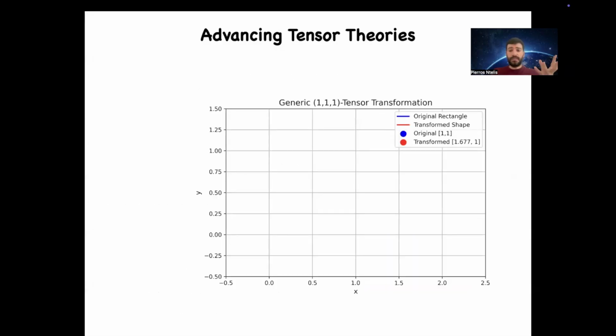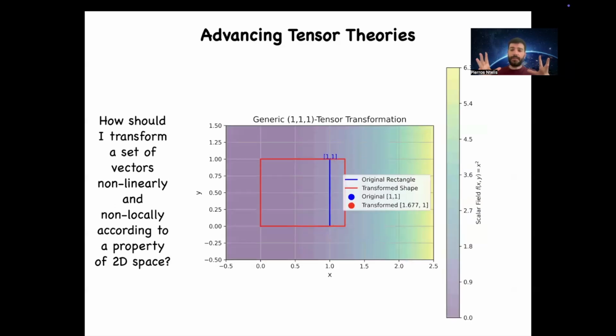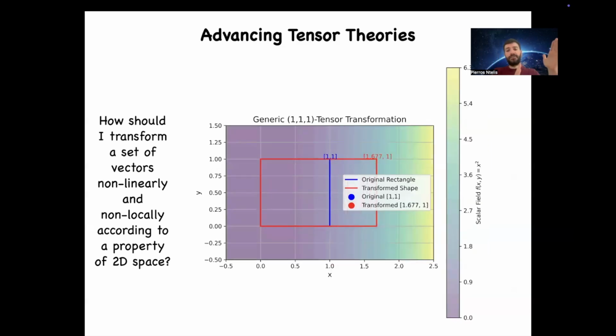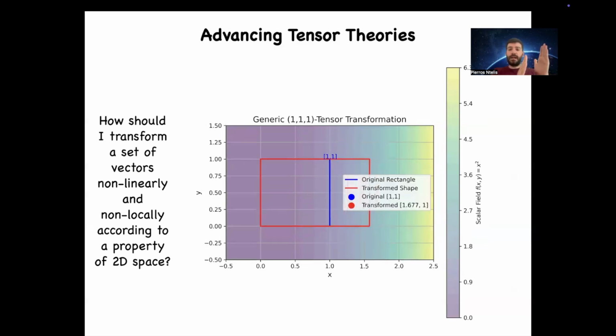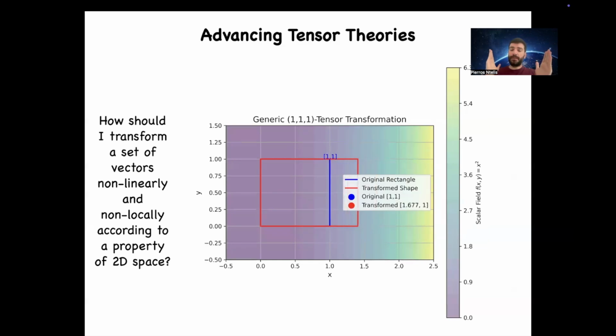I have a 2D shape, and the generic transformation will answer the question: how should I transform a set of vectors non-linearly and non-locally according to a property of 2D space? Let's fill this space with some property, the scalar field f(x,y) equal to x squared. And you see, it starts from the left in blue, and then as it becomes brighter, the value of the scalar field is increasing and becomes yellow, where the maximum value is 6.3.